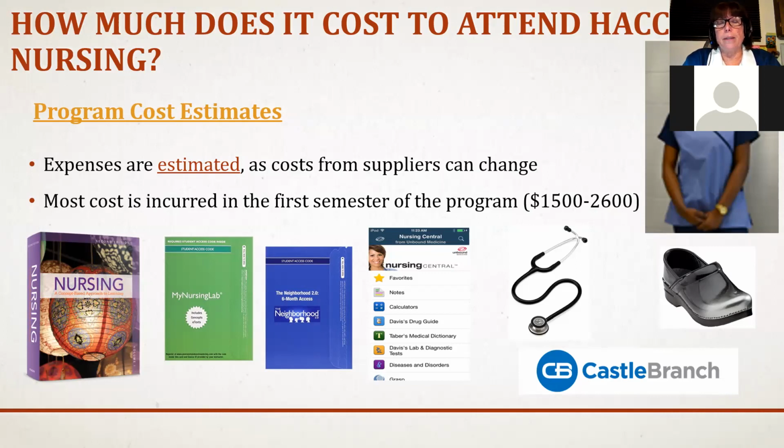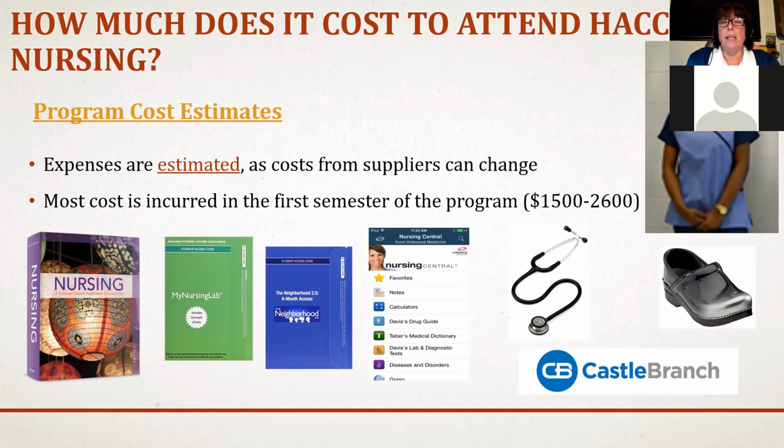Buying all those at the beginning of the curriculum is expensive, right? But you don't have to purchase many textbooks for the rest of the curriculum. In addition, right at the beginning of the curriculum, you need to have your uniforms, and you need to have your stethoscope, and you need to have your watch and your bandage scissors. You also need to make sure that you do the things that you need to do to be qualified to do clinical.